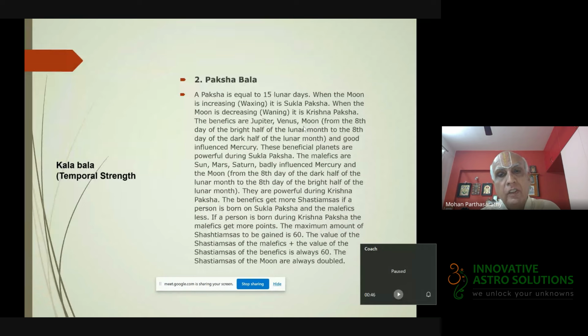And well-influenced Mercury. These beneficial planets are powerful in Shukla Paksha. Malefics such as Sun, Mars, Saturn, and badly influenced Mercury and badly influenced Moon are powerful for a person born from the 8th day of the dark half of the lunar month to the 8th day of the bright half of the lunar month. So the malefics are powerful during Krishna Paksha. The benefics get more Shashti Amsas if the person is born in Shukla Paksha, and for malefics it is less. If a person is born during the Krishna Paksha, the malefics get more points and vice versa. The maximum number of Shashti Amsas to be gained is 60. The Shashti Amsa value of malefics plus the value of benefics is always 60. Shashti Amsas of the Moon are always doubled.